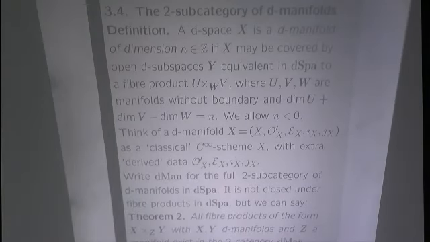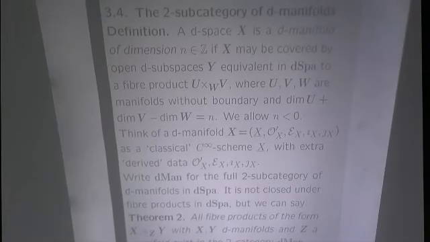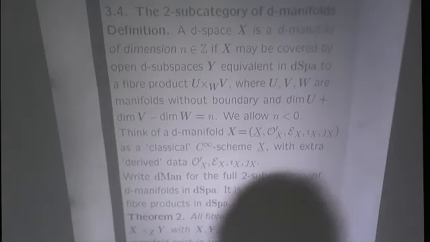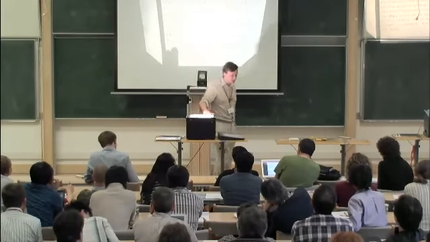So it's not closed under fiber products, but you can say that all fiber products of the form X cross Y over Z, where X and Y are D-manifolds and Z is a manifold, exist in the 2-category of D-manifolds. More generally, there's some notion of D-transverse fiber products.